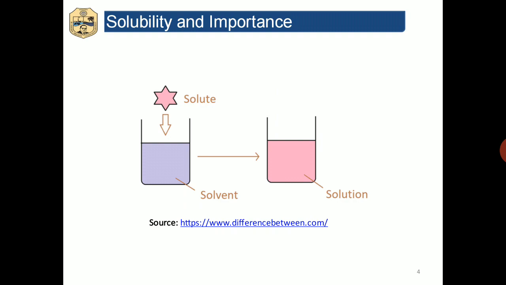You can understand the concept of solubility with the help of this diagram. We have added the solute in the solvent. When there is an interaction between the solute and solvent, there is a formation of a solution, meaning the solute will become soluble in the solvent. So we can simply observe the concept of solubility with the help of this diagram.